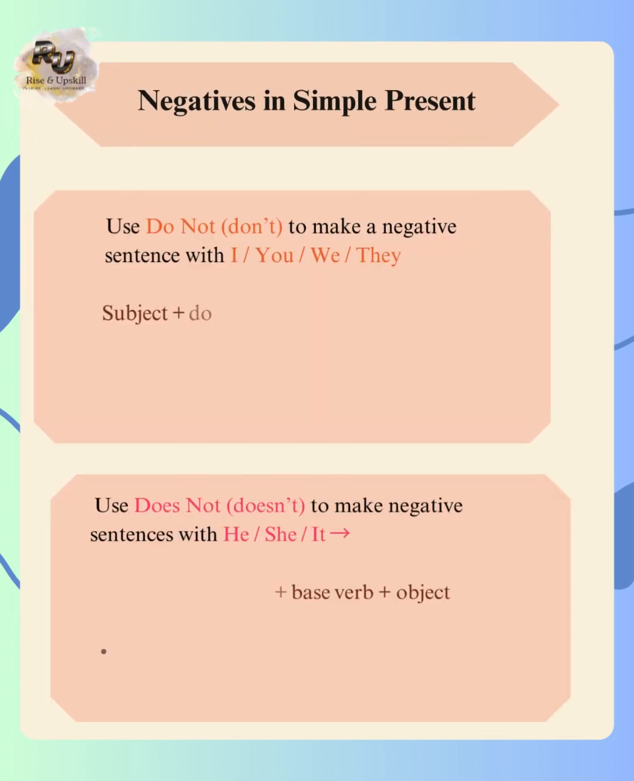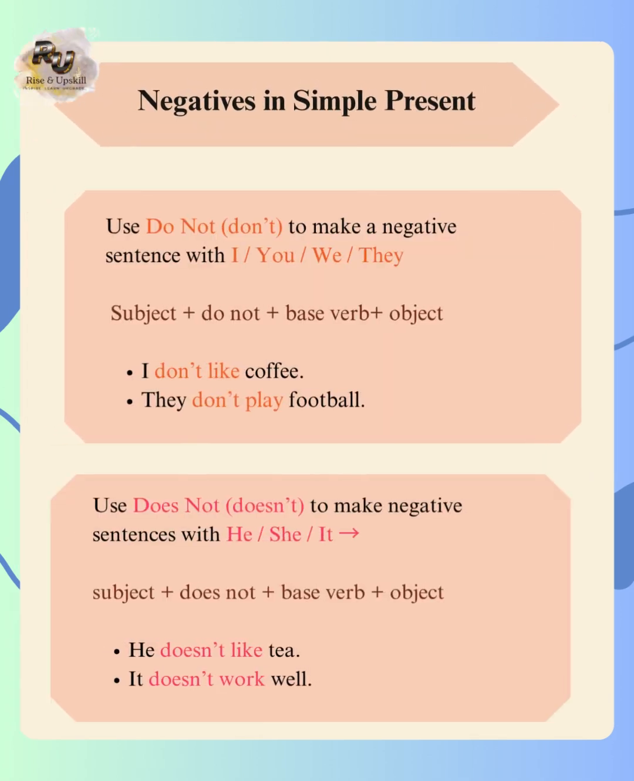Let's learn how to make negative sentences in simple present tense. Use do not or don't to make a negative sentence with I, you, we, and they. For example, I don't like coffee. They don't play football. The sentence structure is subject plus do not plus base verb plus object. Always remember to use do or don't with I, we, you, and they.